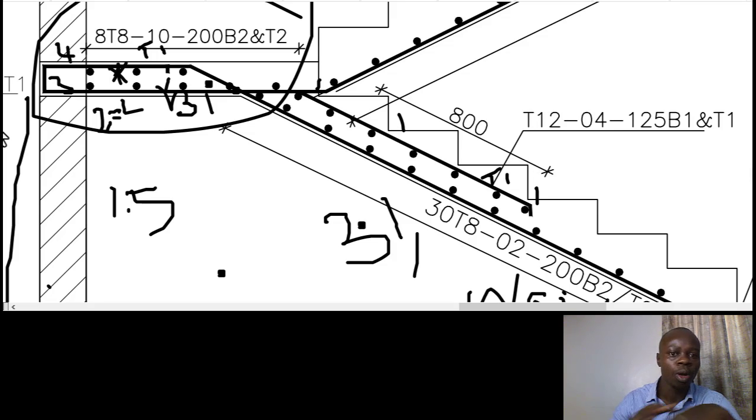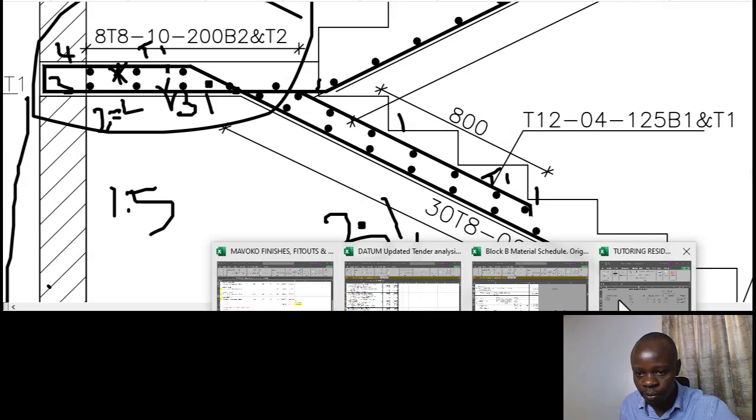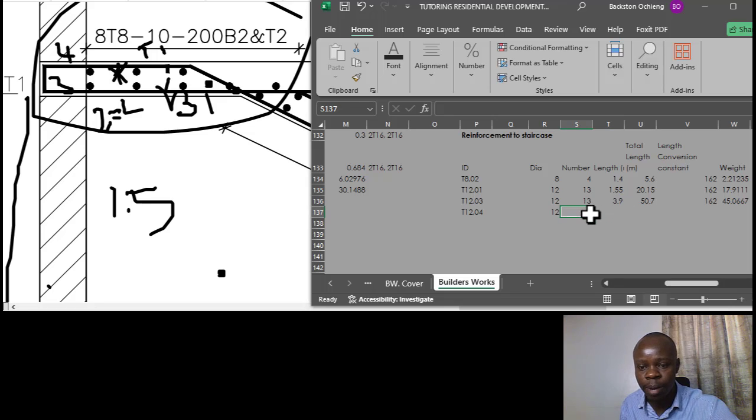So alternatively, what we can do, because the first flight and the second flight, in terms of how they join to the landing, is typical, we can take one part and then multiply by 2 to reflect for the first flight and then the second flight in their conjunction to the landing. That is alternative 1. So let's get the number first. The number is going to be the same as 13, the way we've done above, because it's still the same flight that we are dealing with.